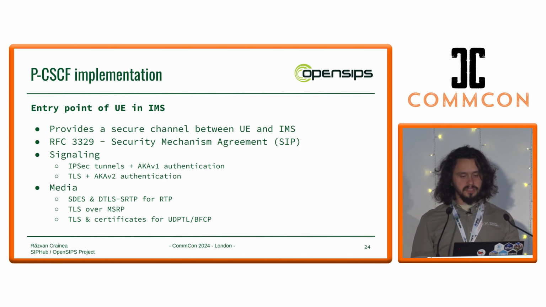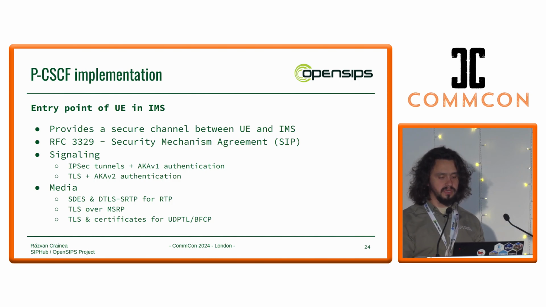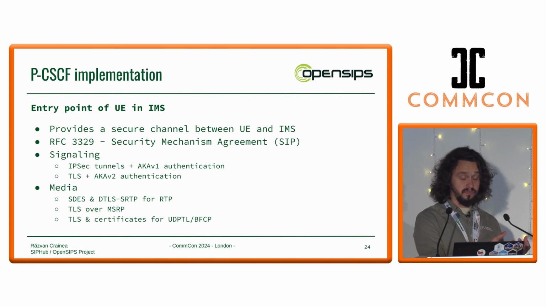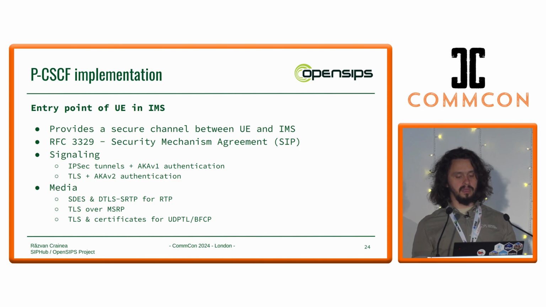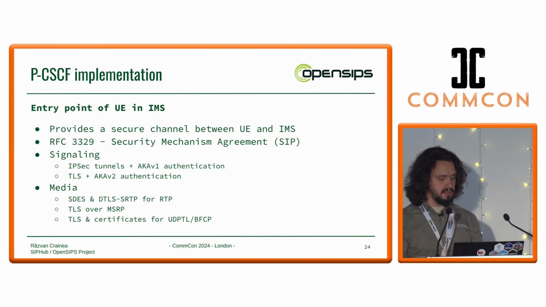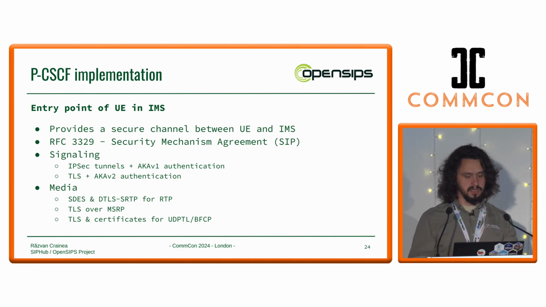In terms of implementation, as I said, the proxy CSCF is the first. It acts as an SBC for your platform, provides a secure channel between your devices, between your phone and the core network, uses different security mechanisms, the RFC 3329, IPsec tunnels or TLS authentication, and AKA authentication scheme, for those of you who are familiar with that. And in terms of media, it requires secure RTP for communication or TLS for MSRP, for example.